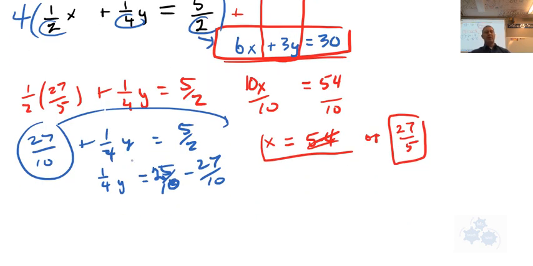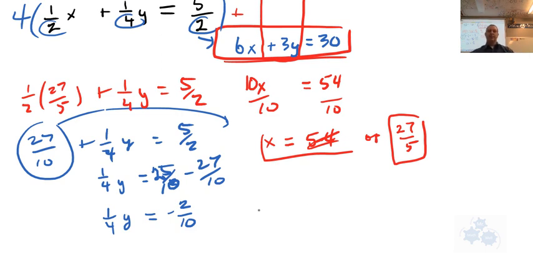So this is working with fractions, which I know we all need practice with. 25 minus 27 is negative 2 over 10, or negative 1/5, it doesn't matter, we'll simplify that later. And then how do I get rid of the 1/4 here? I can divide by 1/4, which is the same as flipping and multiplying. If I want to divide by 1/4, that's the same as multiplying by 4 over 1. You remember hearing about that? Flip and multiply. When you're dividing by a fraction, you just flip and multiply.